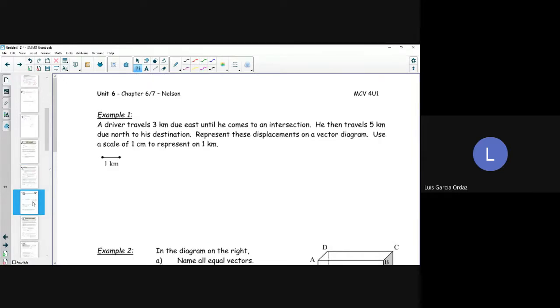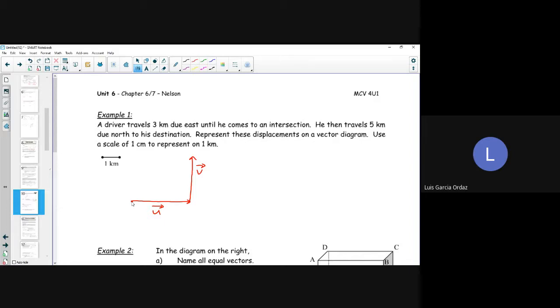So again, I'm giving you an easy day today. Example 1: a driver travels 3 kilometers due east. So 3 kilometers due east, this would be my vector u. And travels 5 kilometers due north. So the new vector starts from here and goes up here.